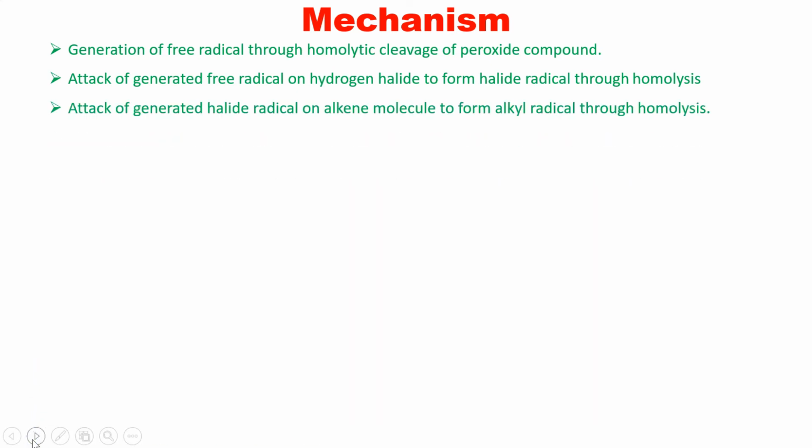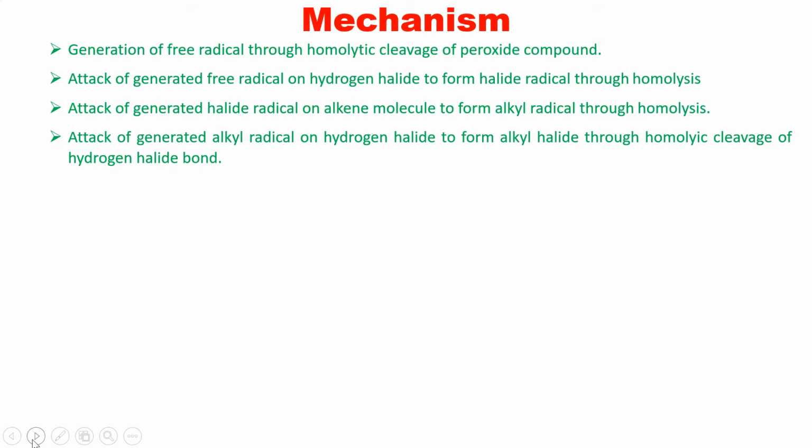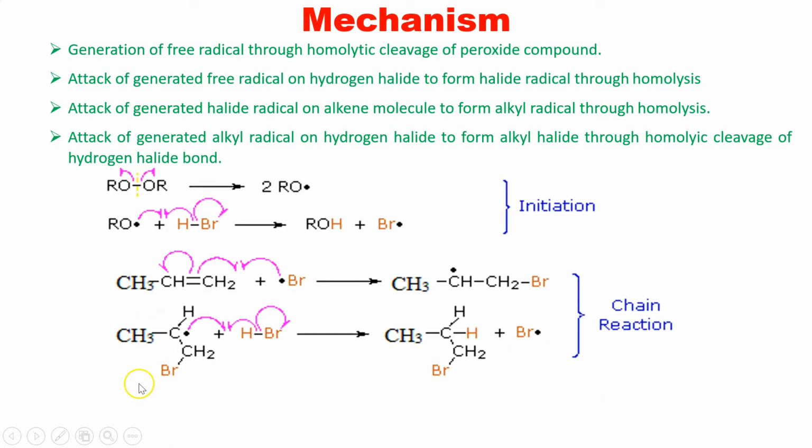Attack of generated halide radical on alkene molecule to form an alkyl radical through homolysis. The attack of generated alkyl radical on hydrogen halide to form alkyl halide through homolytic cleavage of a hydrogen halide bond. So we will see one by one.